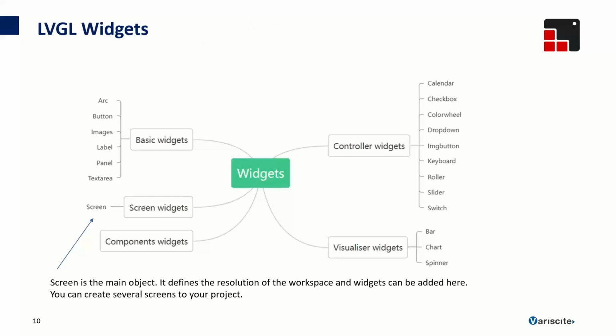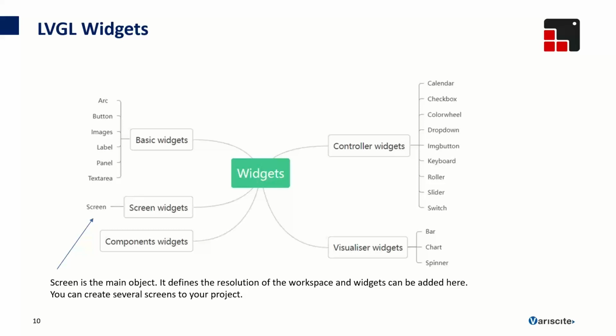This is a quick overview of the main widgets. There are the basic widgets that are the arc, the button, the images, the label, the pen, and the text areas. There is a special widget that is the screen. This is the main widget. All of the other widgets are somehow children of this one. And this screen is strictly related to the main display, or actually to a display. There can be more screens if there are more displays.